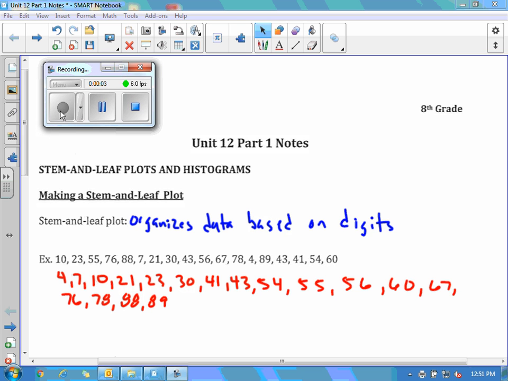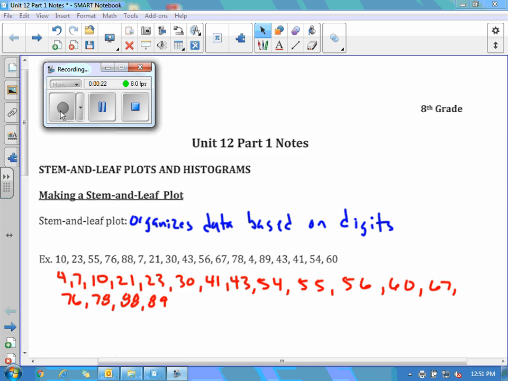Alright, Chris, in Unit 12, we're kind of going off in a new direction. It really doesn't have much to do with what we've been covering, but we're in the part of the year where we hit a bunch of random topics that are just prep work for next year. So in Unit 12, we're talking about different types of data displays. In Unit 12, Part 1, we're talking about stem and leaf plots and histograms.